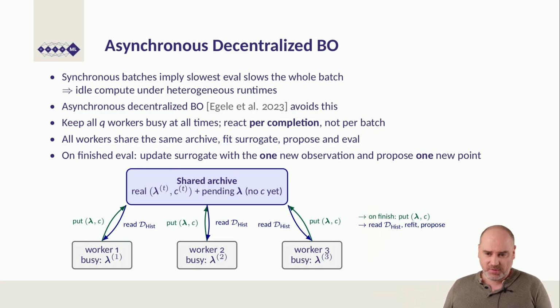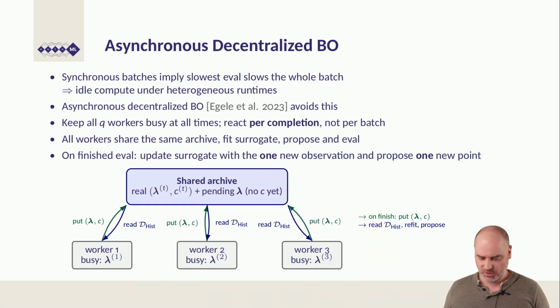Asynchronous decentralized Bayesian optimization avoids this, and it works in a quite simple manner. We have Q cores available to us, Q nodes or whatever, where we can run workers. On each node, on each core, an individual worker runs, infinite loops so to speak, and we're keeping them busy all of the time. And we are reacting not in a per-batch manner, but on a single completion of a single point on a single worker. Okay, this is very vague, so how does this work precisely?